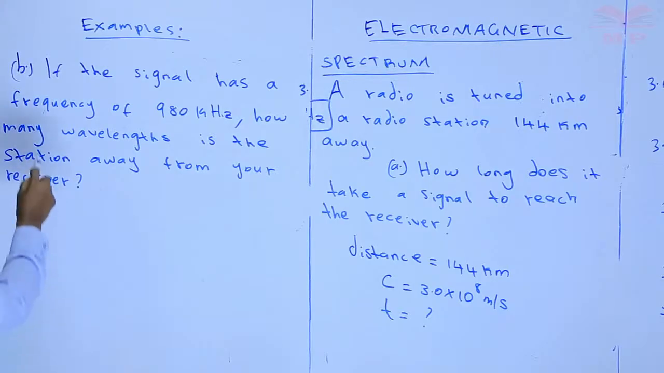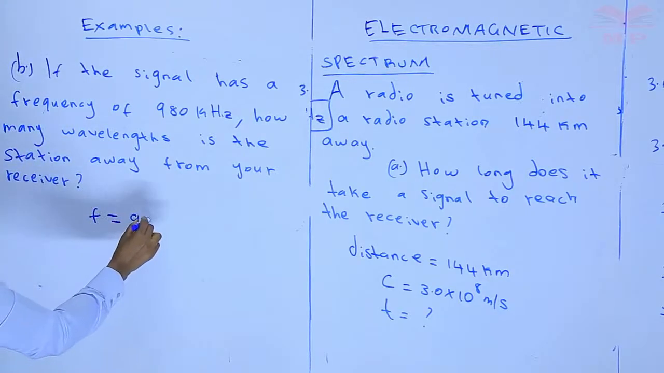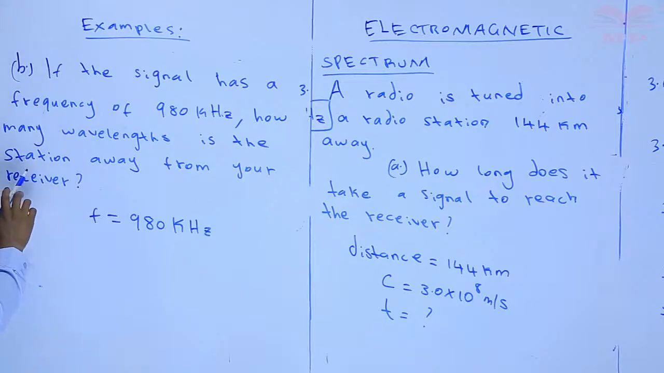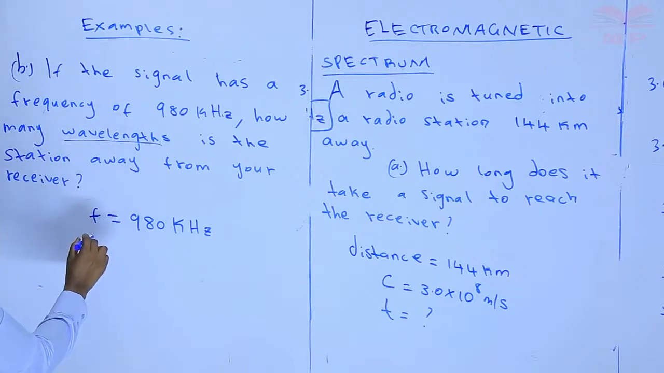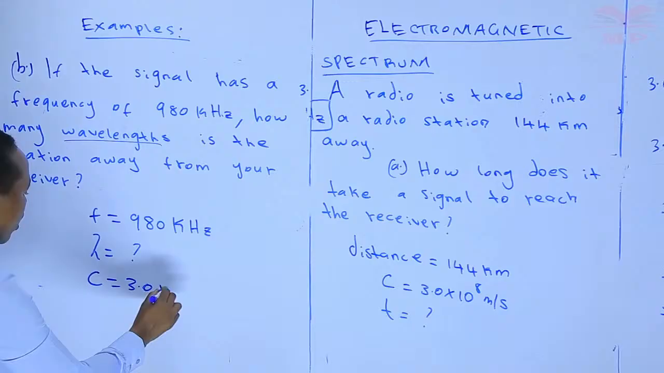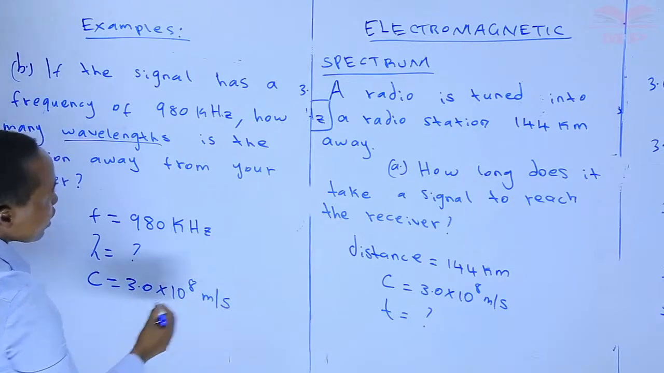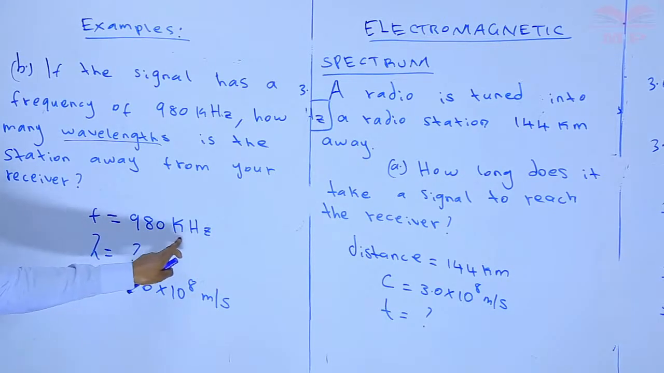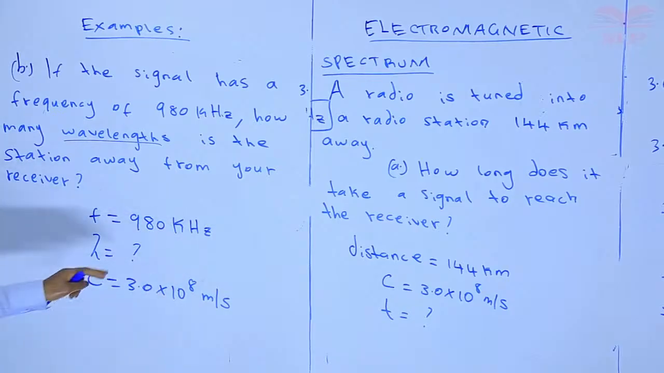So again, in this question, we've been given the frequency, which is 980 kilohertz, and we have now been told to calculate the wavelength. How many wavelengths? So the wavelength is in question. But remember again, because it is a radio wave, the speed will be 3.0 times 10 power 8 meters per second. We have the frequency and we have the speed, and this frequency must be expressed in its SI unit, which is hertz.